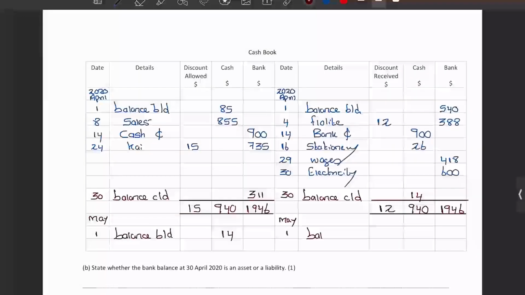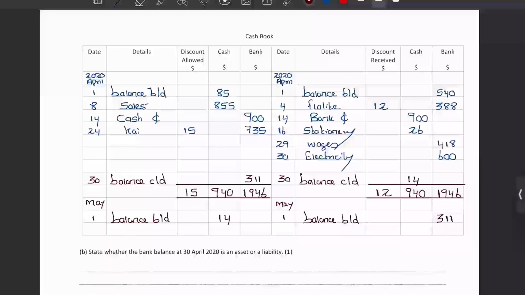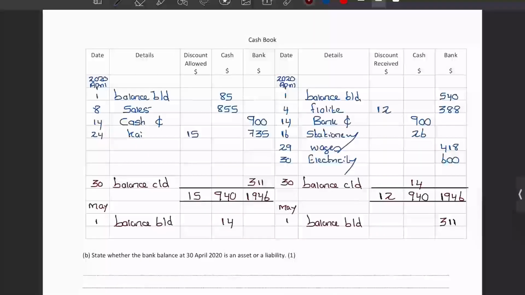Enter the balance BD. This is a past paper. This is from the 2020 paper. And it's a 15-mark question. 14 marks for this. And then they're asking you for a small theory. How much is the balance BD? 311. So you can enter 311 there. Complete it. Let's answer this theory. We'll see if you know the answer.